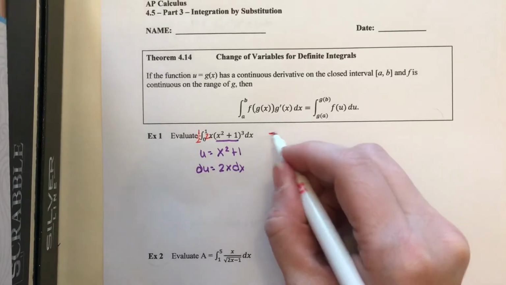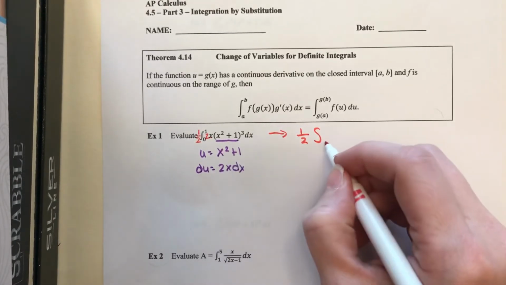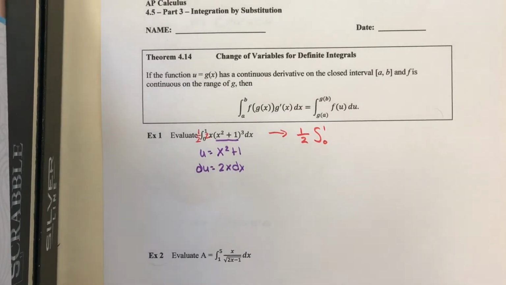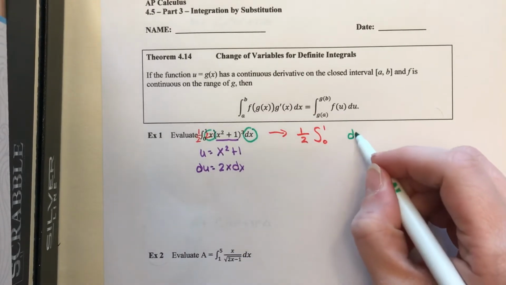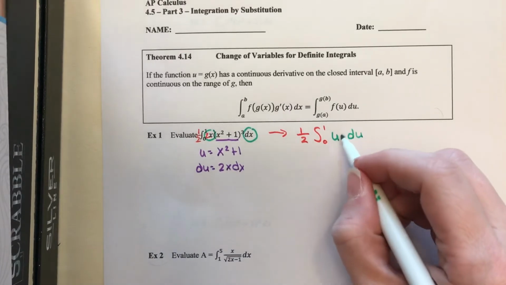So I'm going to rewrite 1/2 times the integral. Now this is a definite integral, so I'm going to put the boundaries in, and I'm going to rewrite it in terms of u. So my 2x dx is my du. I'm going to put that at the end. And then I have u to the 3rd power.